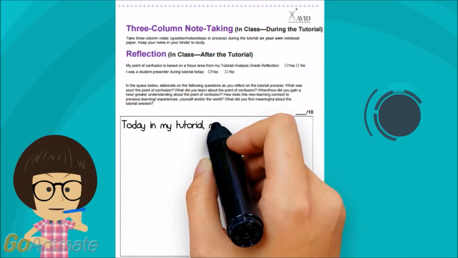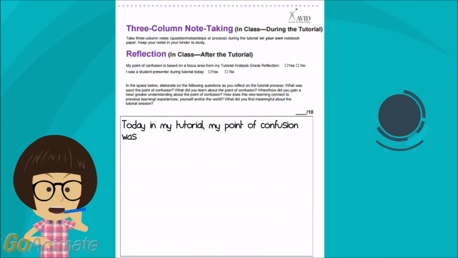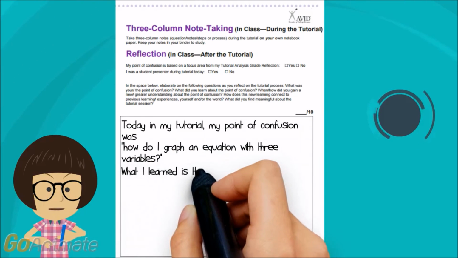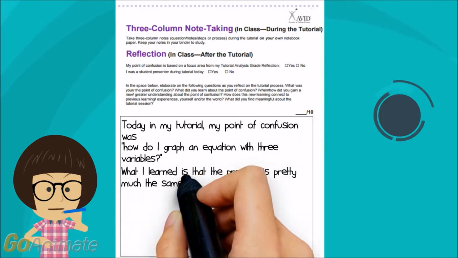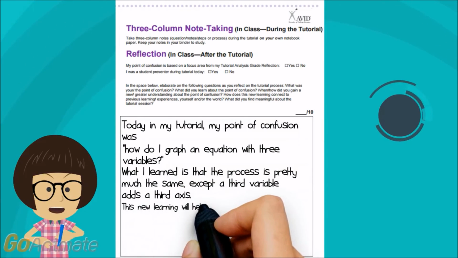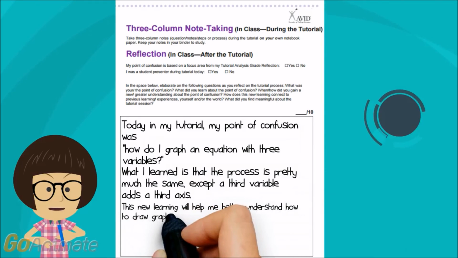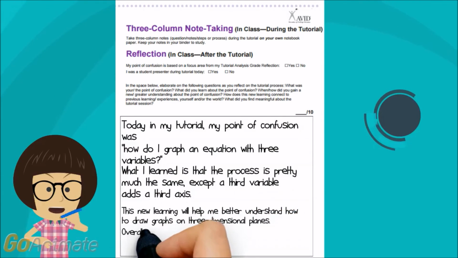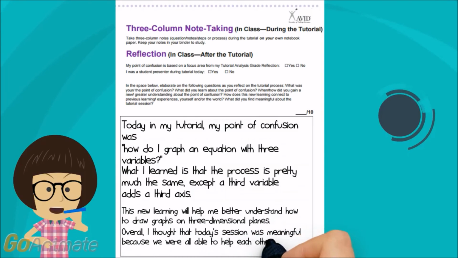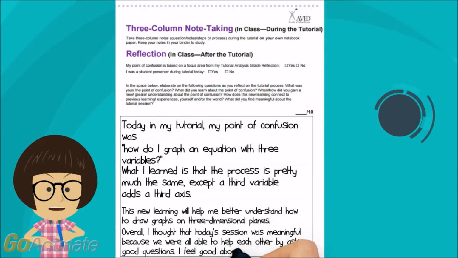Today, in the tutorial, my point of confusion was, how do I graph an equation with 3 variables? What I learned is that the process is pretty much the same, except a third variable adds a third axis. This new learning will help me better understand how to draw graphs on 3-dimensional planes. Overall, I thought that today's session was meaningful because we were all able to help each other by asking good questions. I feel good about my question now.